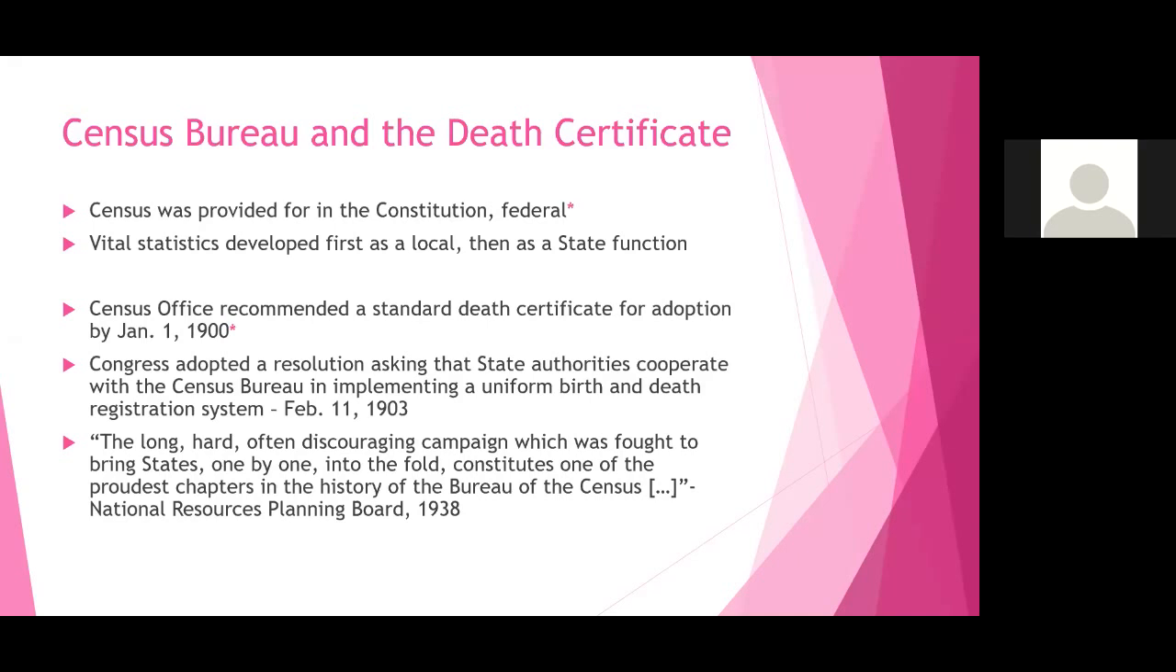So in 1903, Congress tried to help out by passing a resolution asking state authorities to cooperate with the Census Bureau and implement a uniform death and birth registration system. And skipping forward a little bit to 1938, the National Resources Planning Board said the long, hard, often discouraging campaign, which was fought to bring states one by one into the fold, constitutes one of the proudest chapters in the history of the Bureau of the Census.